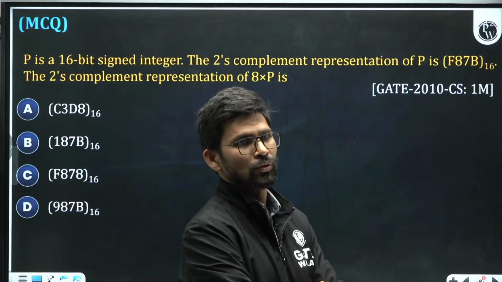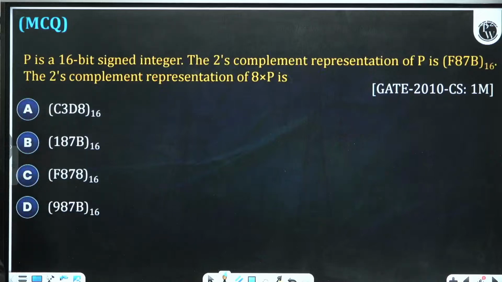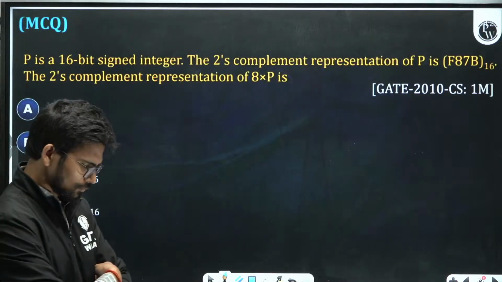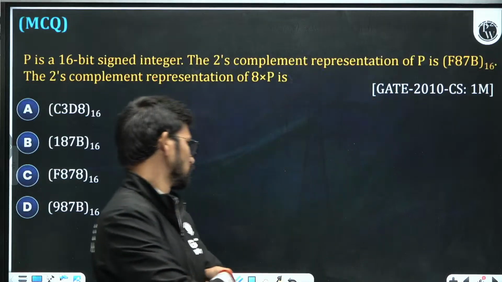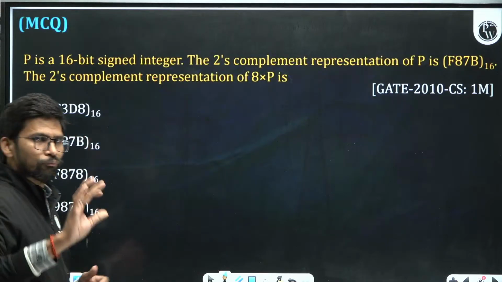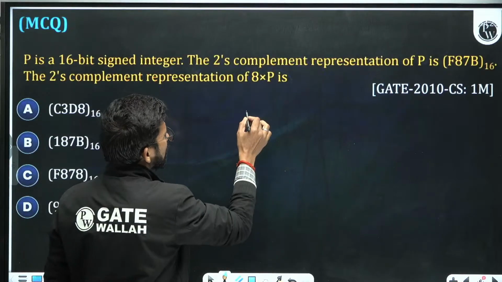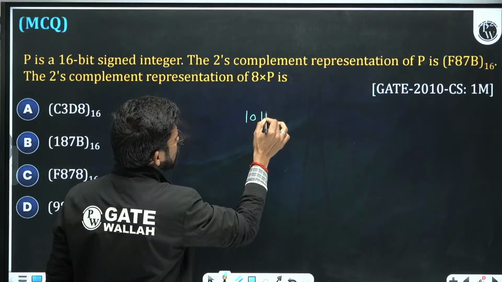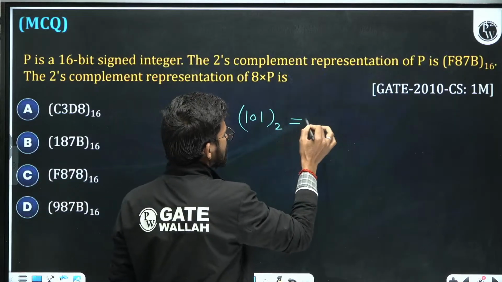What is the answer of this question? One of the very beautifully framed questions. If a number is written in binary, let's say the number is 101 in the binary number system, what is this number in decimal equivalent?